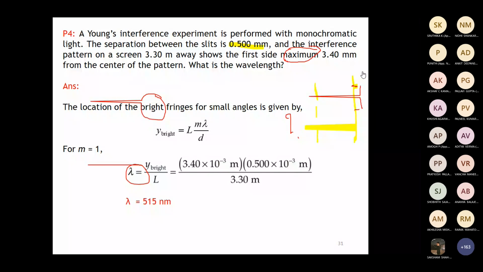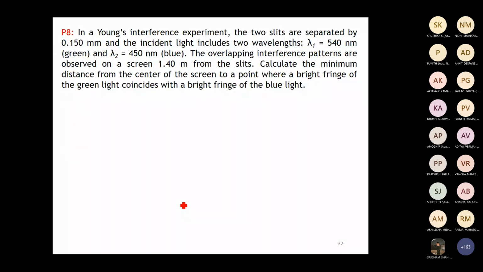Okay, so let's begin the session. This was the problem which we discussed in the previous class. In continuation with it, we will look into the next problem, that is problem 8.